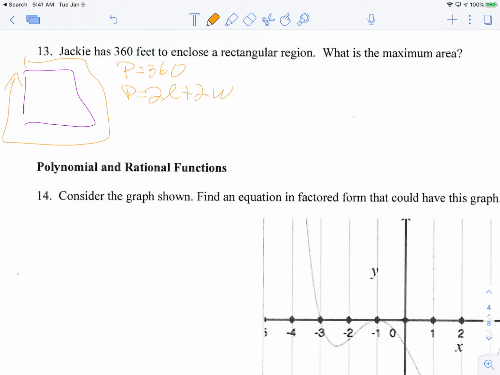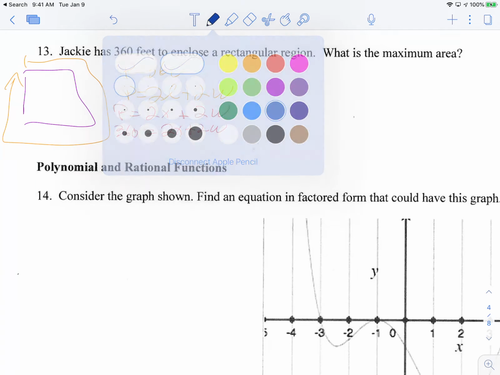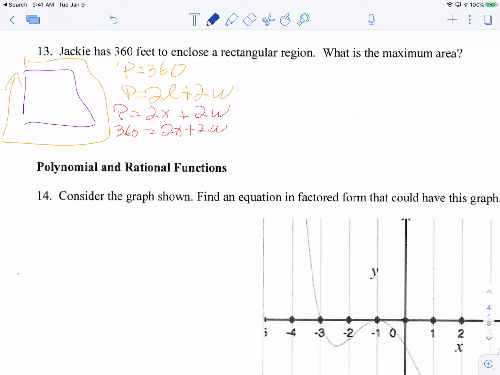And we know, using x and y, it maybe makes it a little bit easier for the coordinates. We're going to say that the perimeter is equal to 2x plus 2w. And now the perimeter is 360. So 2x plus 2w. Doesn't matter which one you picked as your x. And now we solve for w.